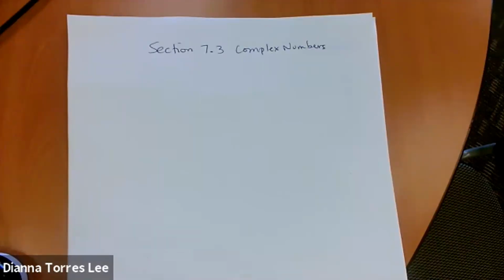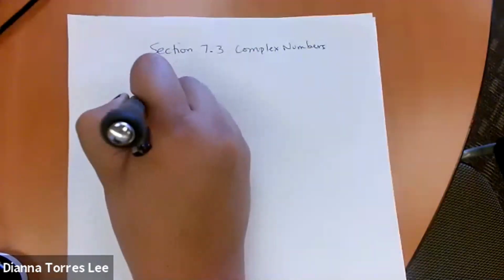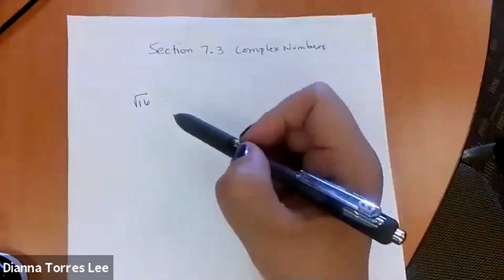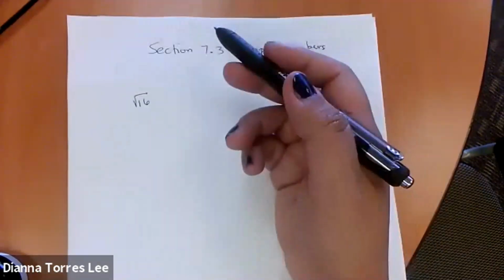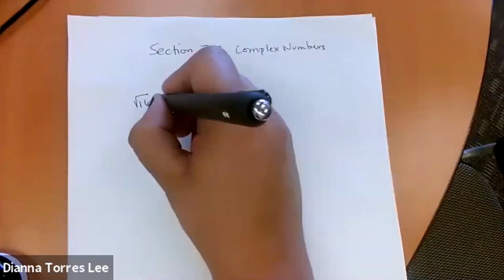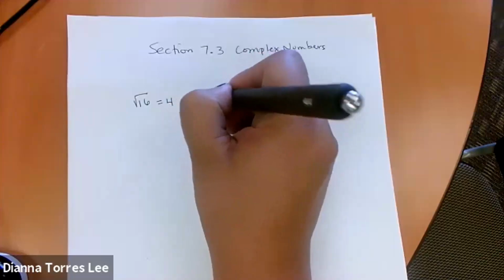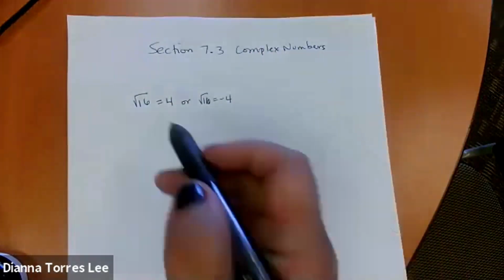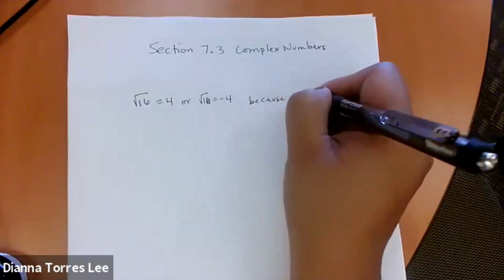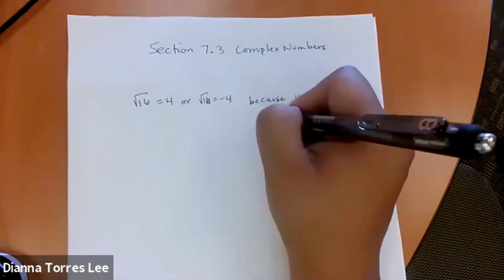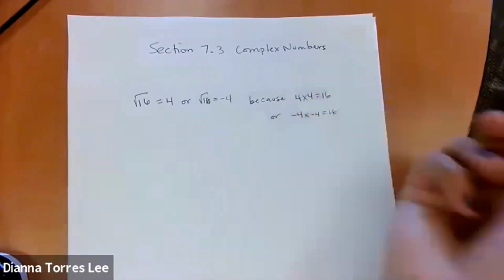So up until now, when we took a square root, if we had something like the square root of 16, well, we were looking for what times itself will give me 16, and that would be my square root. So we know that the square root of 16 was either 4, or the square root of 16 could also be -4. And the reason was because 4 times 4 equals 16, or because -4 times -4 also equals 16.